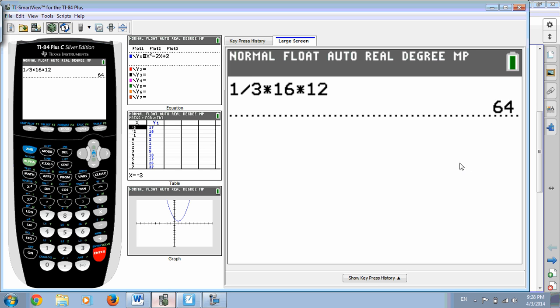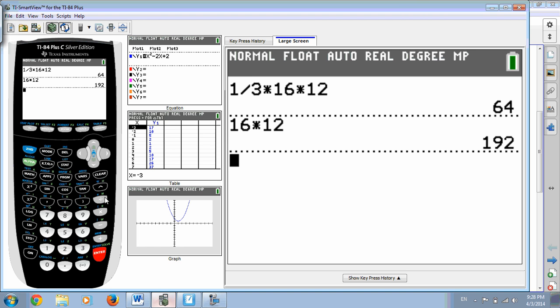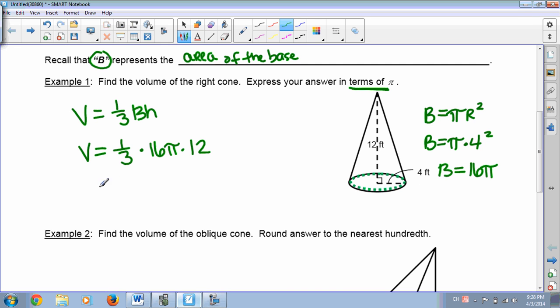And it gives us 64. You can also use 1/3 as dividing by 3. So I could have done 16 times 12 and got 192, and then divided by 3, which is the same thing as multiplying by 1/3, and I get the same answer, 64. So my volume is 64, and don't forget your pi. 64 pi feet cubed, because we're volume.